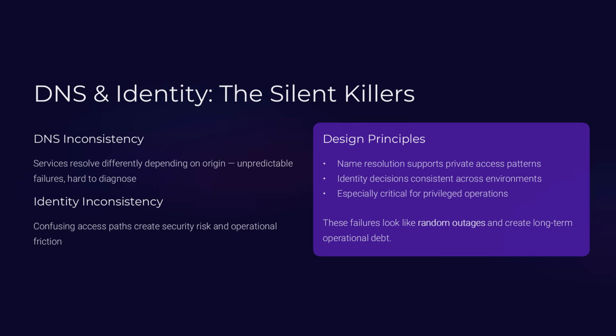risk and operational friction. Your design ensures name resolution supports private access patterns and hybrid dependencies, and identity decisions remain consistent across environments, especially for privileged operations. Leaders care because these failures look like random outages. Architects care because inconsistent naming and identity create long-term operational debt.